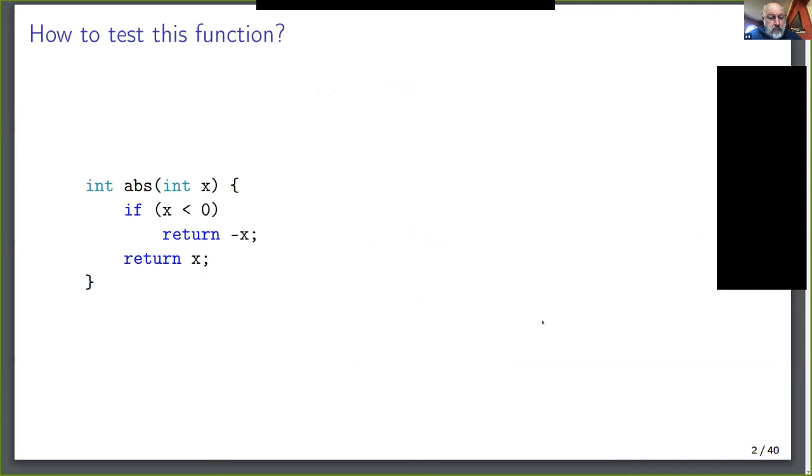So, imagine that you are a machine. Look at this function. And imagine that you know nothing about the formal specification of this function. In other words, forget everything that you know about the absolute value of a number. Now, the question is, what will you consider to be a good test coverage for this function?